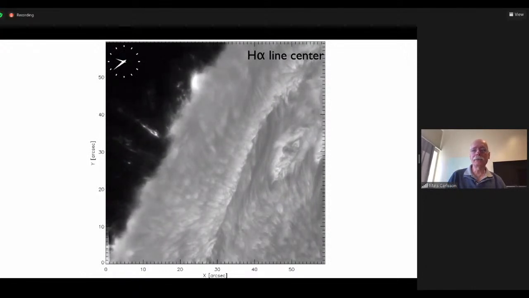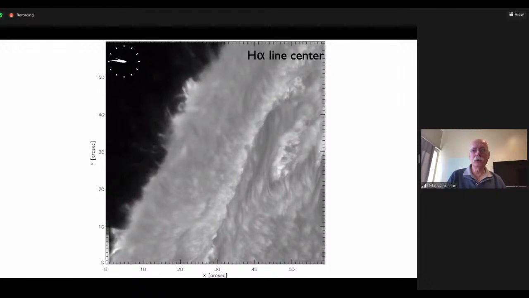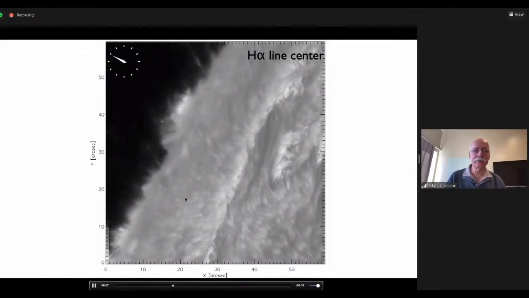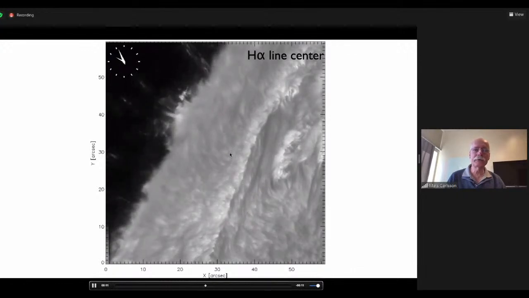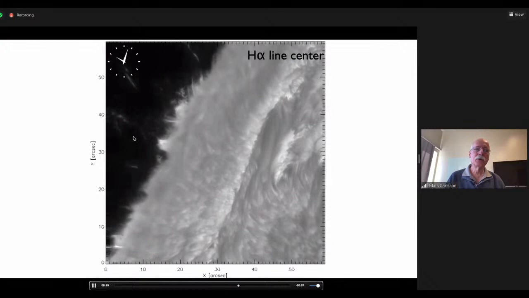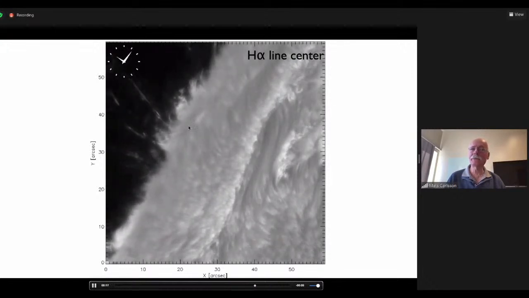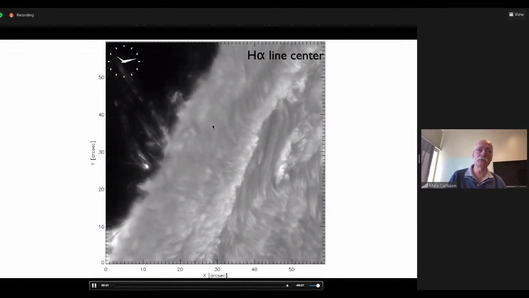And if we look at a movie taken at the line center, we see all sorts of dynamic features, these dynamic fibrils and other features here, they're moving in time. They're structured. We have coronal rain, so we have some cool material visible in the H-alpha line center, high up in the corona as well.